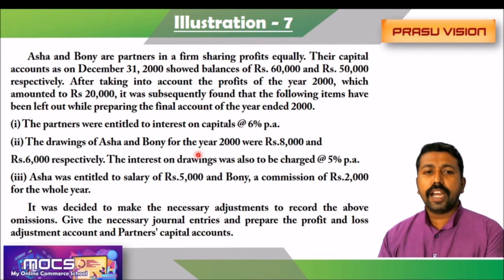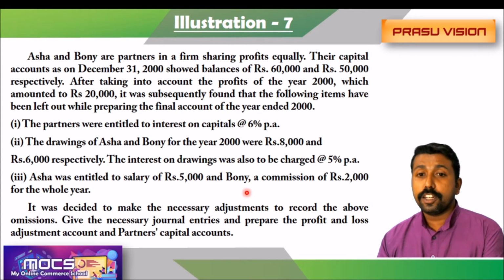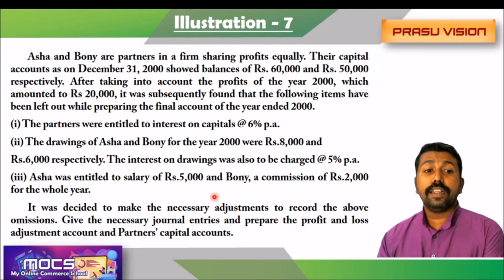The drawings of Asha and Bonnie were 8,000 and 6,000, and the interest on drawings was also to be charged at 5% per annum. It is also not taken into account. Asha was entitled to a salary of rupees 5,000 and Bonnie a commission of rupees 2,000 for the whole year. These are also not taken into account. It was decided to make the necessary adjustment to record the above omissions. Give the necessary journal entries and prepare the profit and loss adjustment account and partners' capital accounts.